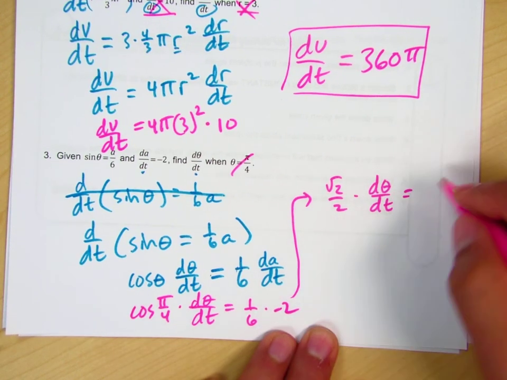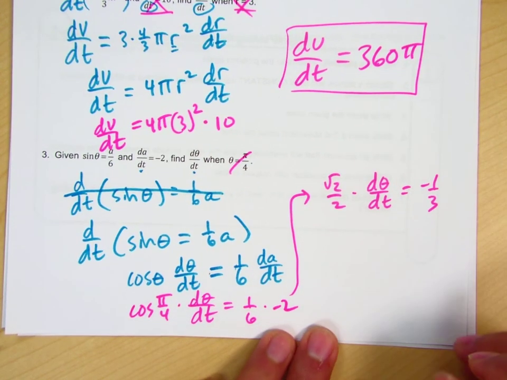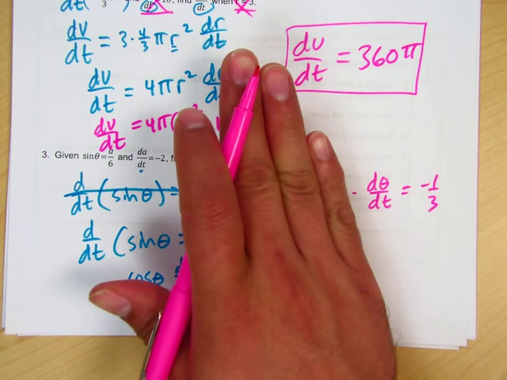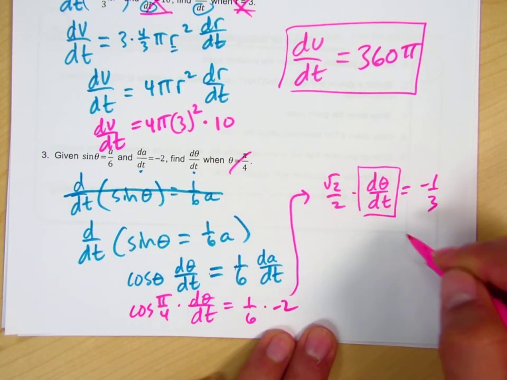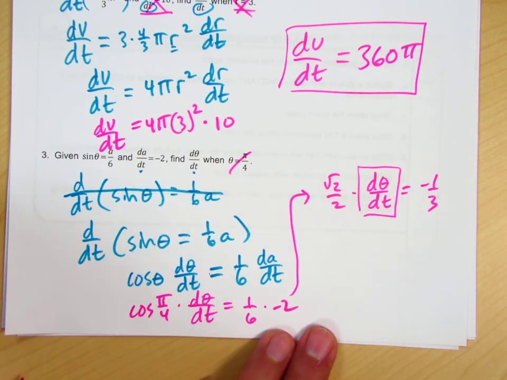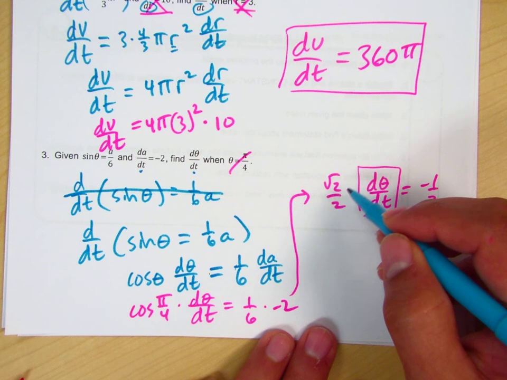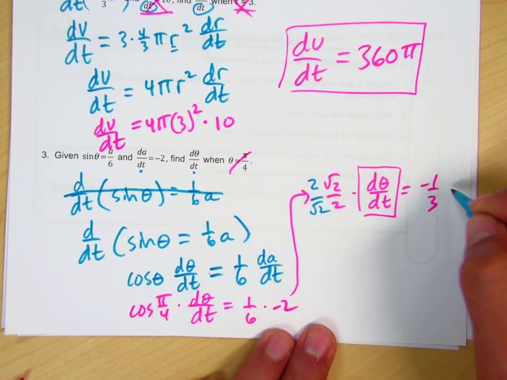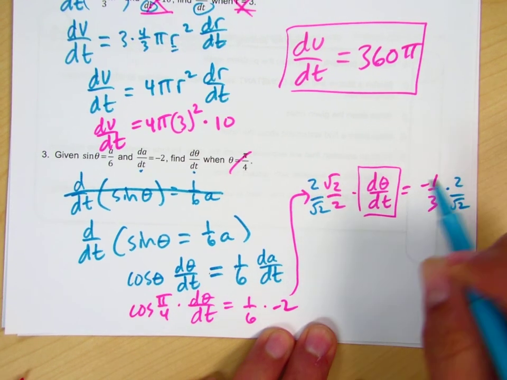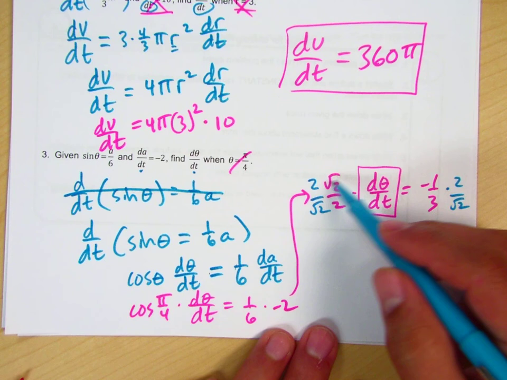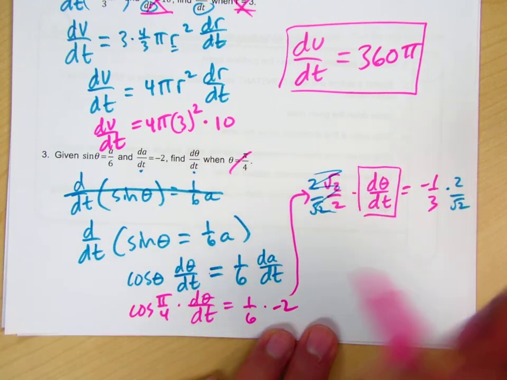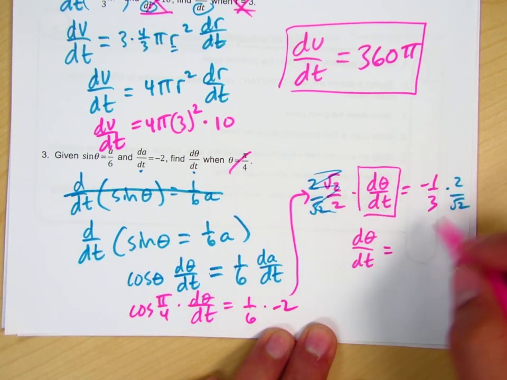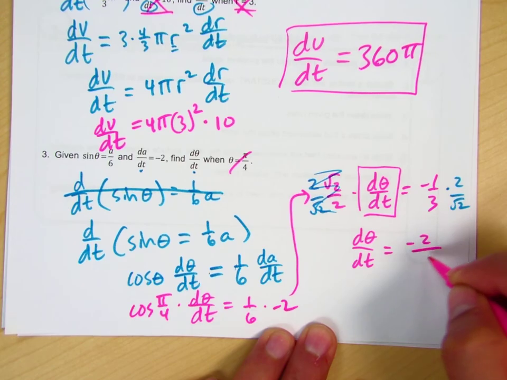Negative 2 times 1/6 is negative 1/3. And so this is finally an example where we're not just done, right? We actually have to get d theta dt by itself. So think back to algebra. We have to get rid of this constant. Probably the easiest way to get rid of a fraction is to multiply by the reciprocal on both sides. And so that's what I'm going to do. Cancel these out over here. And now we're left with d theta dt, and that's going to equal negative 2 over 3 root 2.